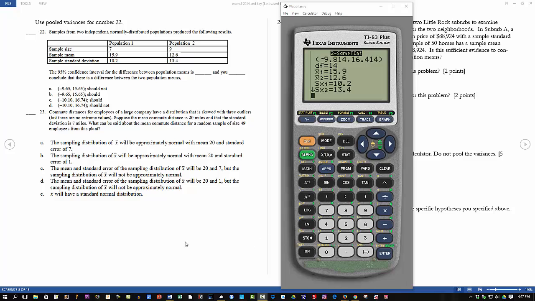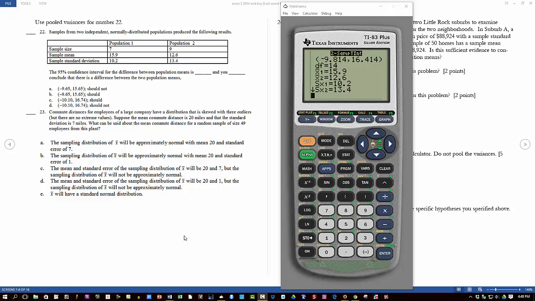Well, it's going to have the same mean. The population and the sampling distribution will have the same mean. Mu is equal, the mean of the x bars is equal to the mean of the population. But the standard error will be the population standard deviation, that was 7, divided by the square root of n, that's 49. So 7 divided by the square root of 49 is 1. So that puts us down to either option B or option D. We have mean of 20, standard error of 1 in both of those.